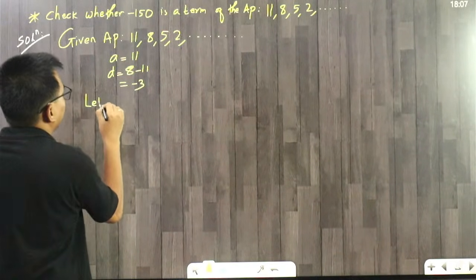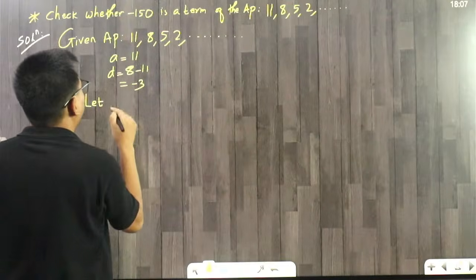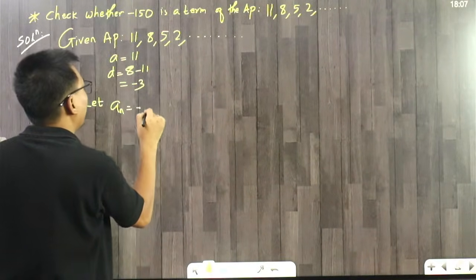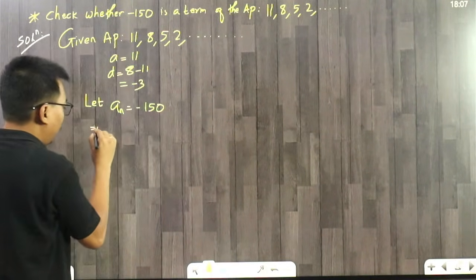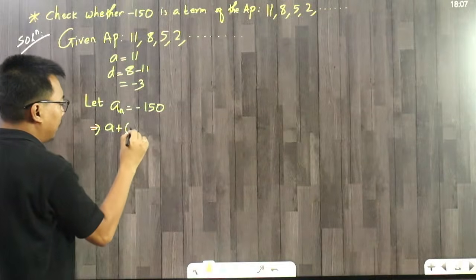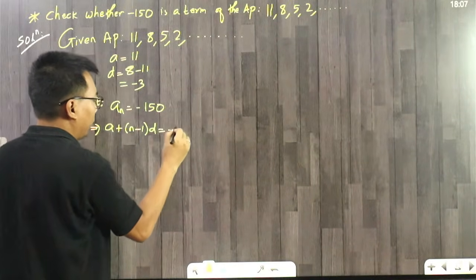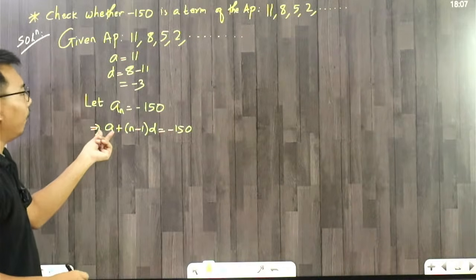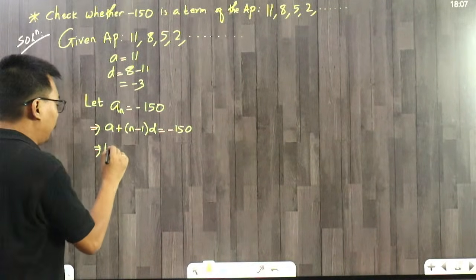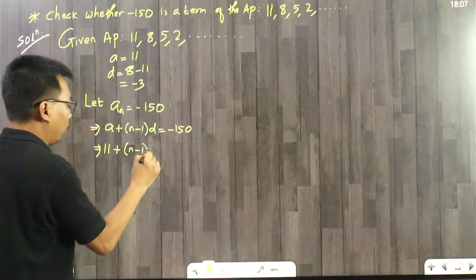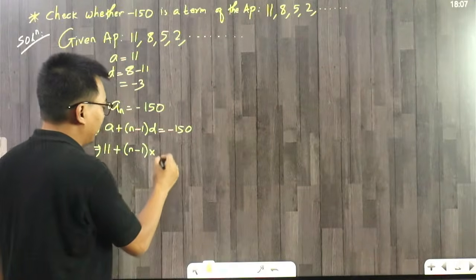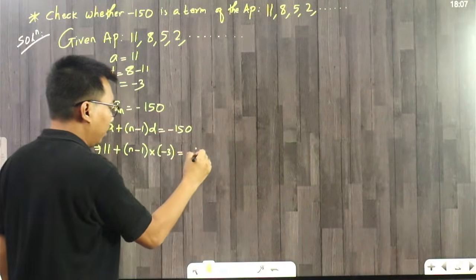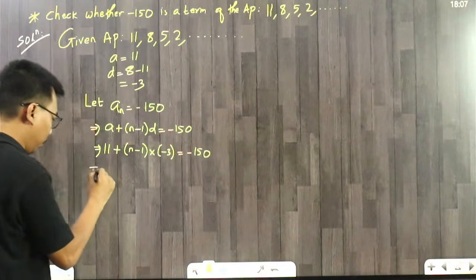Now let an be equal to minus 150. What is the formula for an? A plus n minus 1 into d equal to minus 150. The value of A is 11, so we'll put 11 here, plus n minus 1 into D. D is minus 3, so we'll put minus 3 here, which is equal to minus 150.